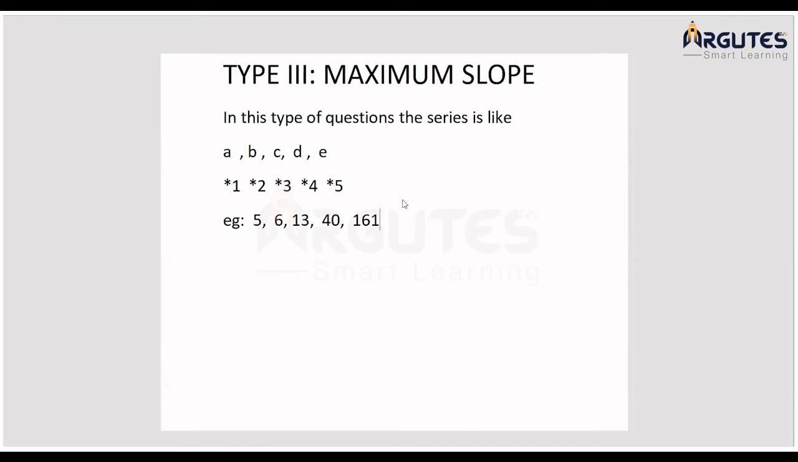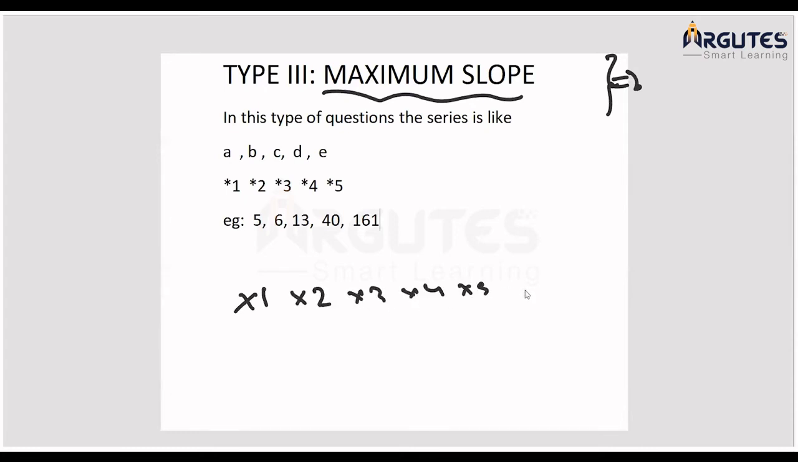Then maximum slope. And maximum questions in the examination will be based on this type of slope, maximum slope. The maximum slope is of the nature that the number keeps on increasing, and that too in a disproportionate amount. Like every successive number will be 1 times, 2 times, 3 times, 4 times, 5 times, 6 times, like this, or 2 times, 4 times, 6 times, 8 times, like this. The number keeps on increasing in a disproportionate amount.